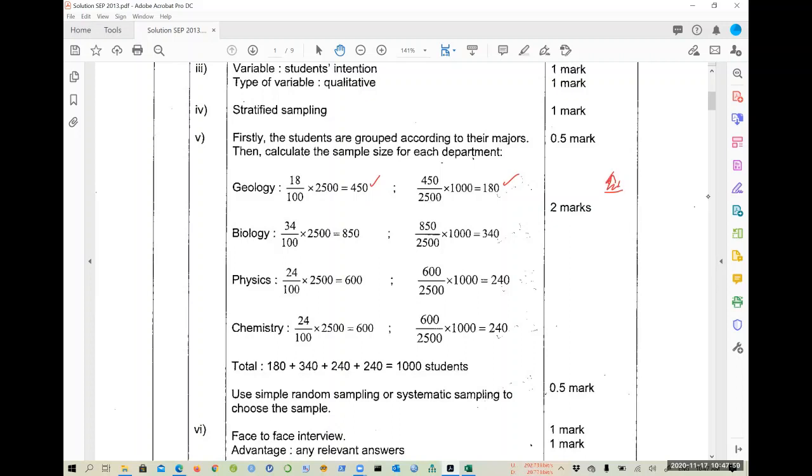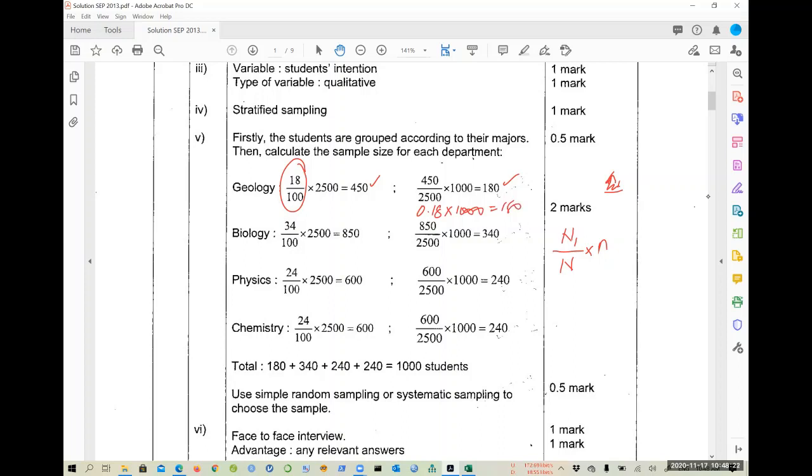Sorry about that. Okay, you're using the formula n1 divided by n multiplied with small letter n. So you get 450 divided by 2,500 times 1,000, you get 180. Or because this is already in the form of percentage, you can just straight away use 0.18, you multiply with 1,000 equal to 180.